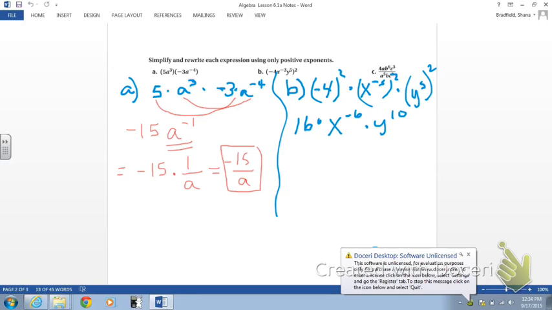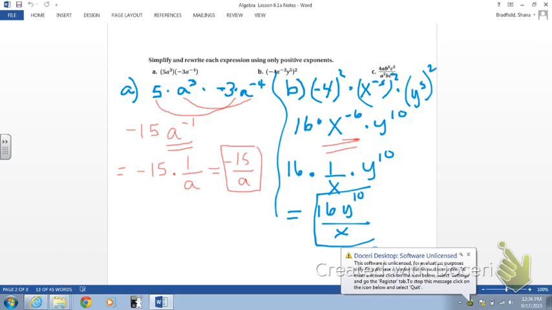And you see that you do have a negative exponent. When you have a negative exponent, that means that you're going to use the reciprocal. So I'm going to rewrite that as 16 times 1 over x times y to the 10th. And so that's going to be 16 times 1 times y to the 10th over x. And that's going to be my answer for B.